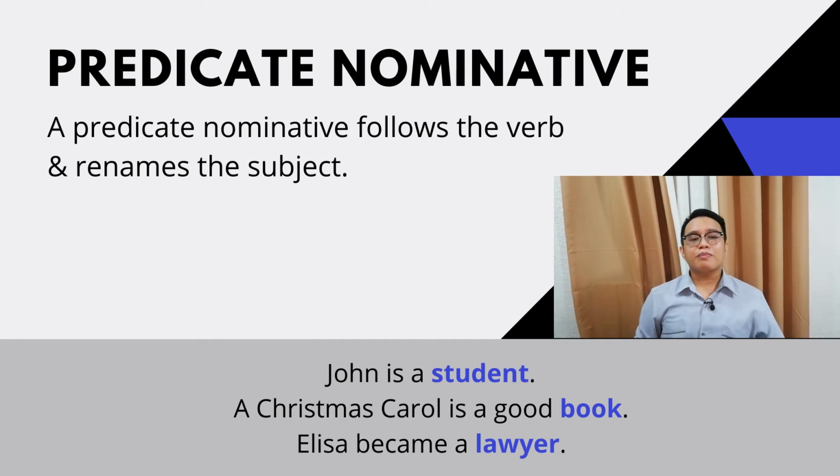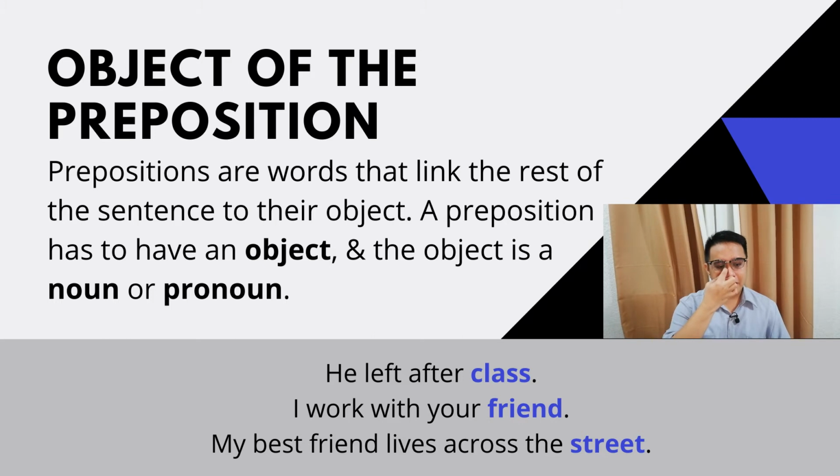Okay? Next, we have the object of the preposition. And prepositions are words that link the rest of the sentence to their object. And a preposition, of course, kanang mga after, kanang mga with, kanang mga across, and I will give you a list of prepositions as well. Pero most probably, you know what prepositions are, kanang mga for, kanang mga at. Oh. Now, a preposition has to have an object. Kinahanglan na siya'y object. And that object is a noun or a pronoun. That's why object of the preposition siya. Kaya naara siya tumoy sa preposition.